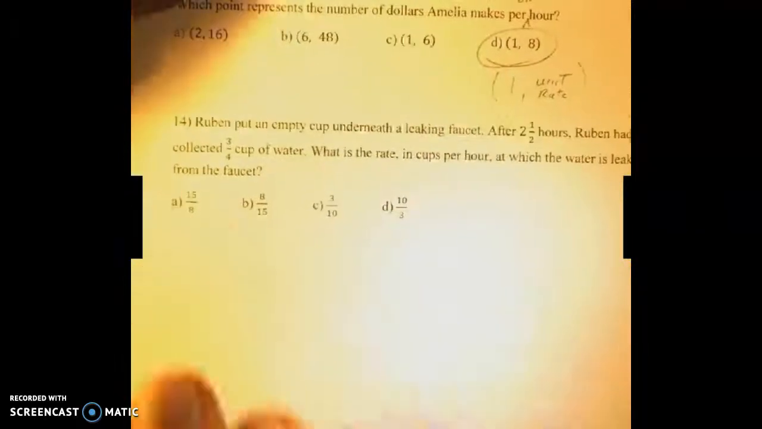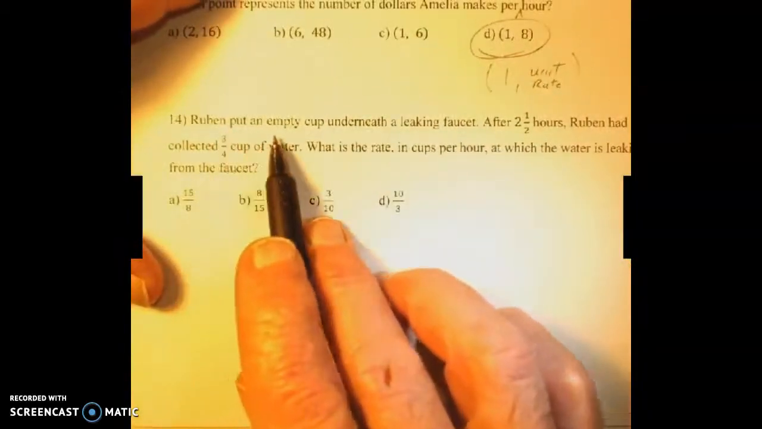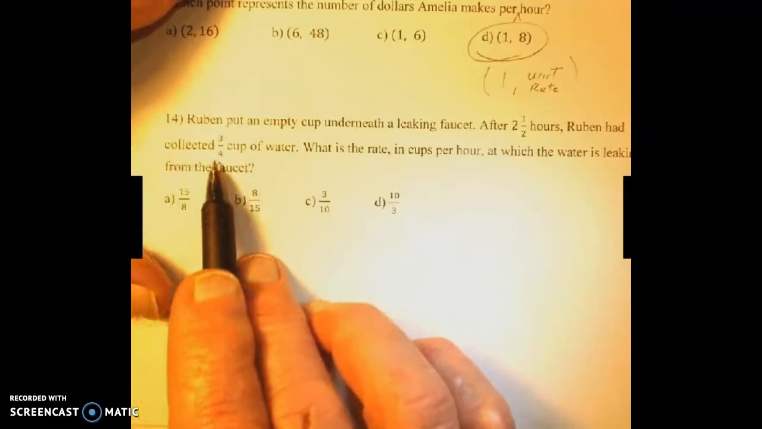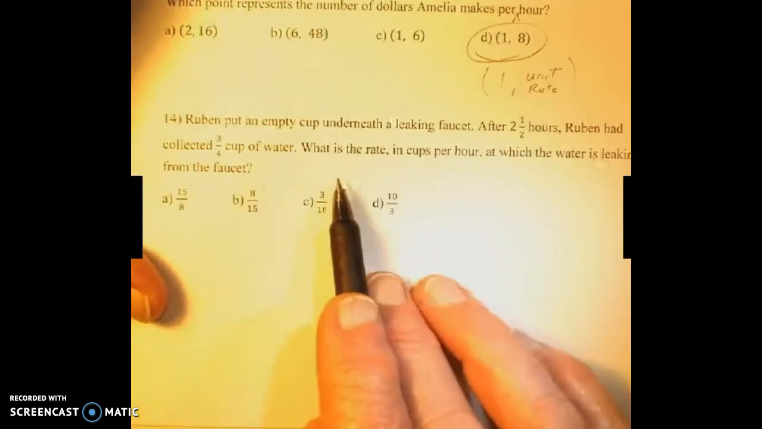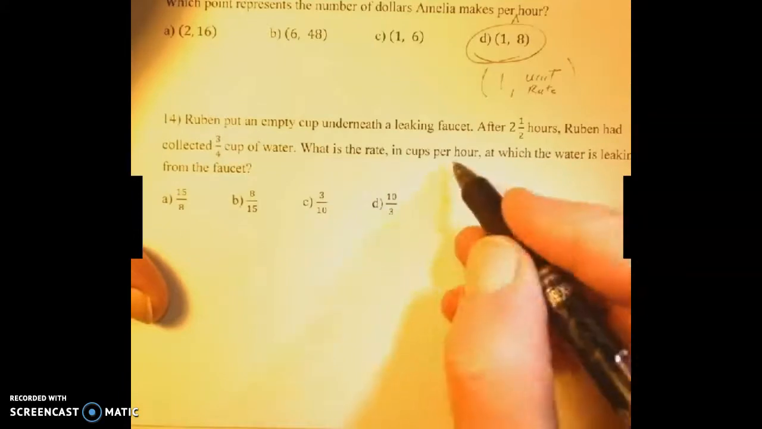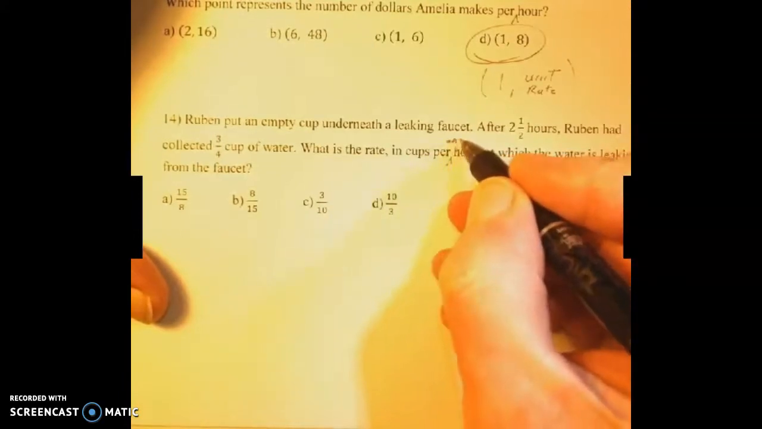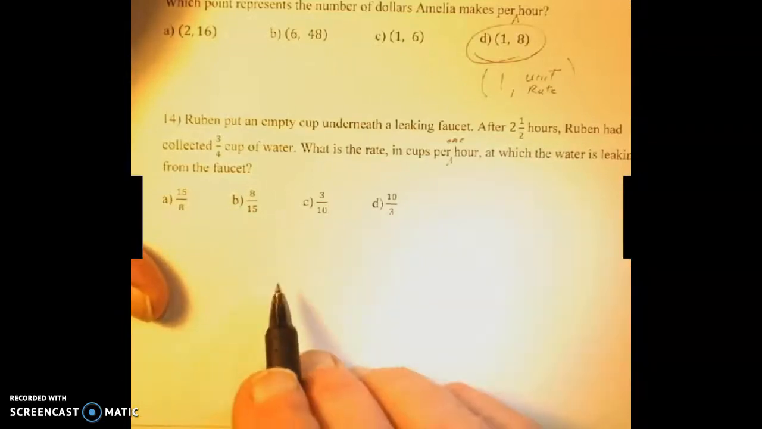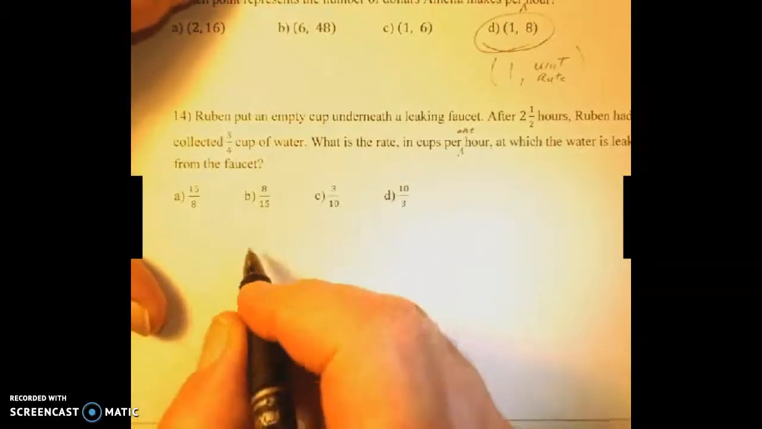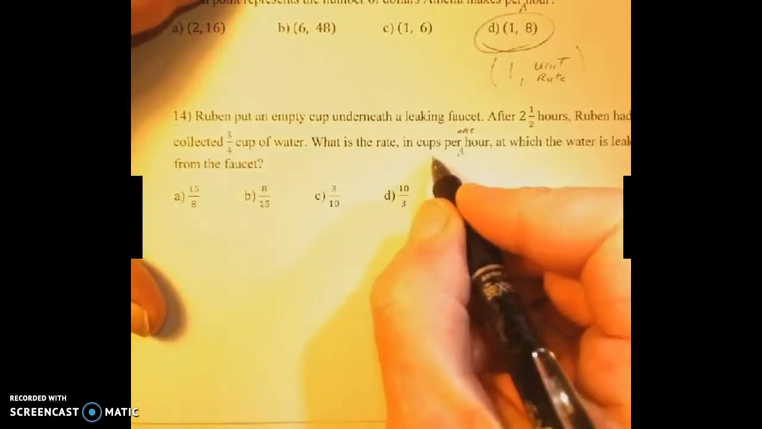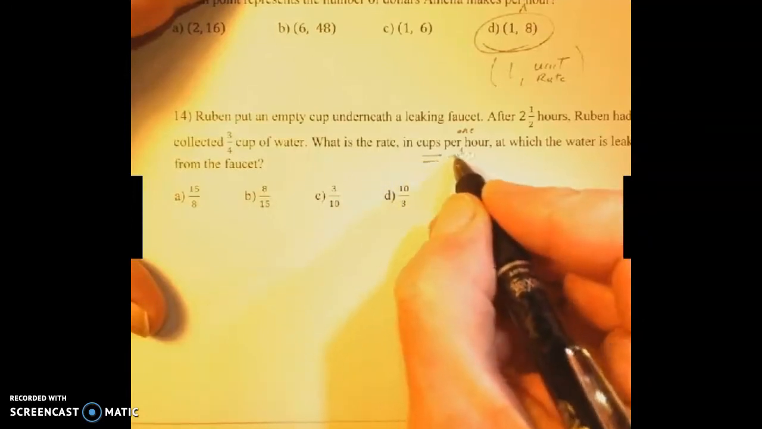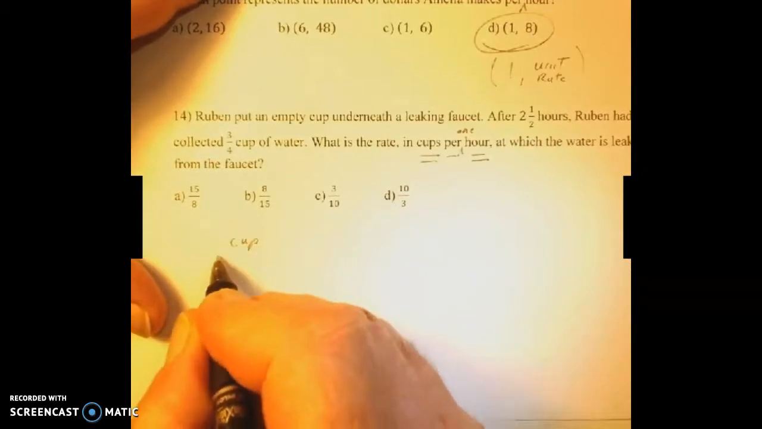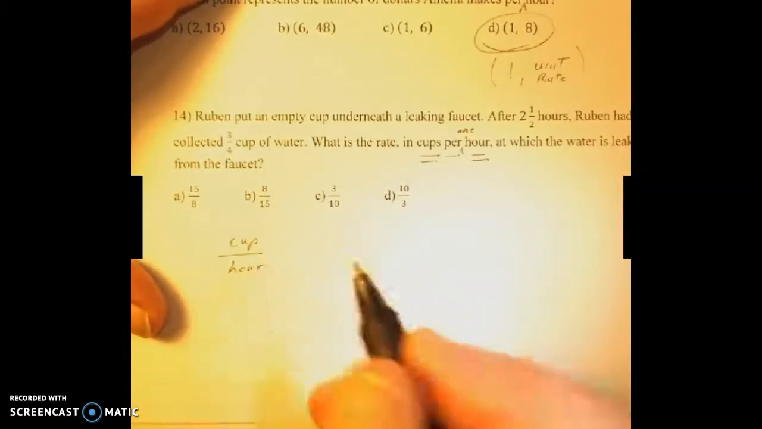Always. Question 14. Reuben put an empty cup underneath a leaking faucet. After 2.5 hours, Reuben had collected 3/4 of a cup of water. What is the rate in cups per hour? Again, cups per 1 hour at which the water is leaking from the faucet. You want the unit rate. So what you know right now is that, and they are telling you here, it needs to be cups per hour. So that means we need to put the cups on top and we need to put the hours on the bottom, and that makes sense.